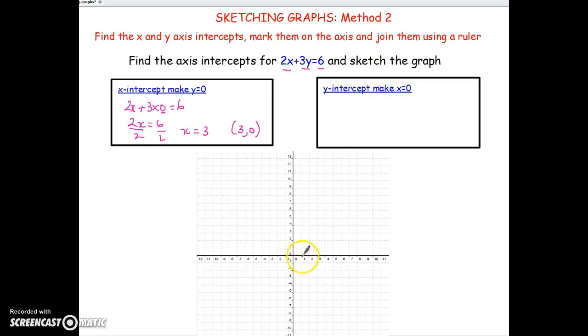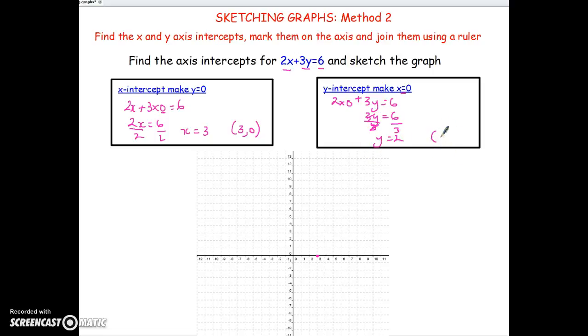So let's put that on here, 1, 2, 3. I know my graph is going to go through that point there. Let's get our y-axis intercept. So we make x equals 0. Up in here, wherever you see an x, just put a 0. 2 lots of 0 is 0. I'm not even going to write it down. 3y then equals 6 because I've just got 0 plus. Don't need it. Divide by my 3, y equals 2.